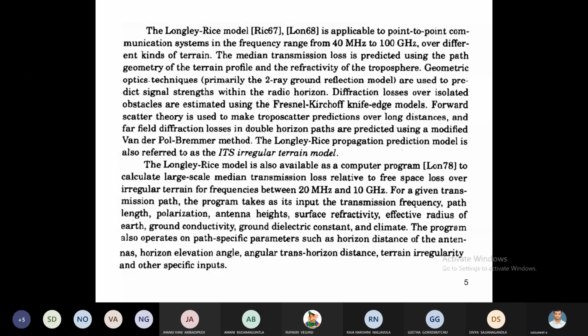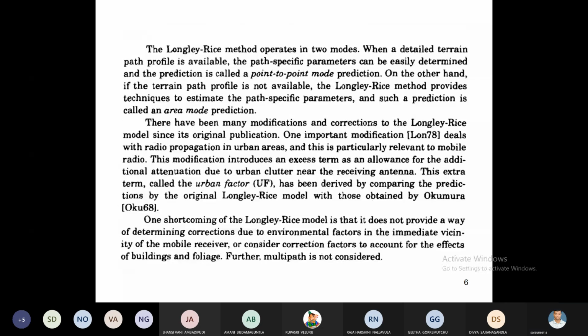Suppose there is no line-of-sight path between transmitter and receiver, no direct path from transmitter to receiver, especially in urban areas. Automatically we get attenuation due to a number of reflections. The Longley-Rice model does not provide a way of determining corrections due to environmental factors.